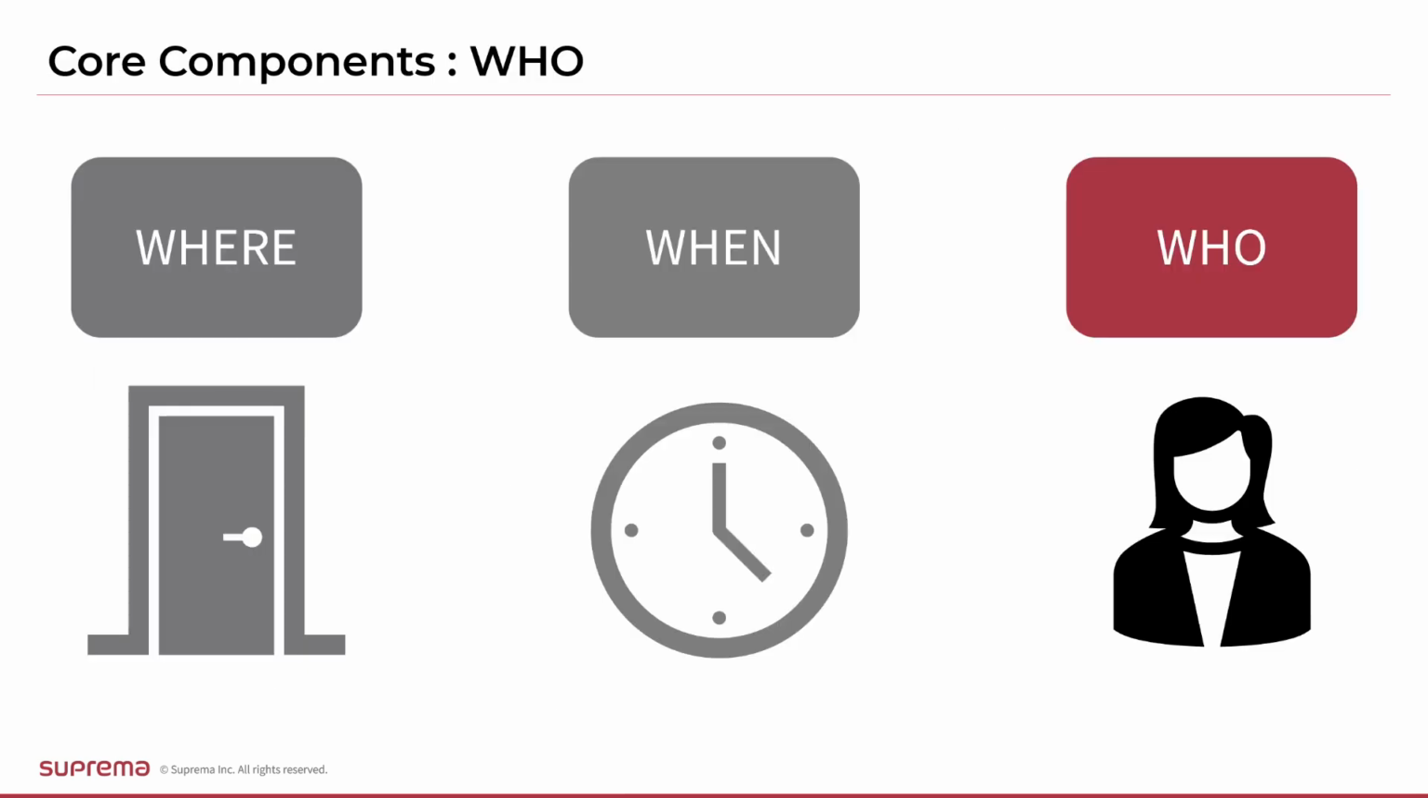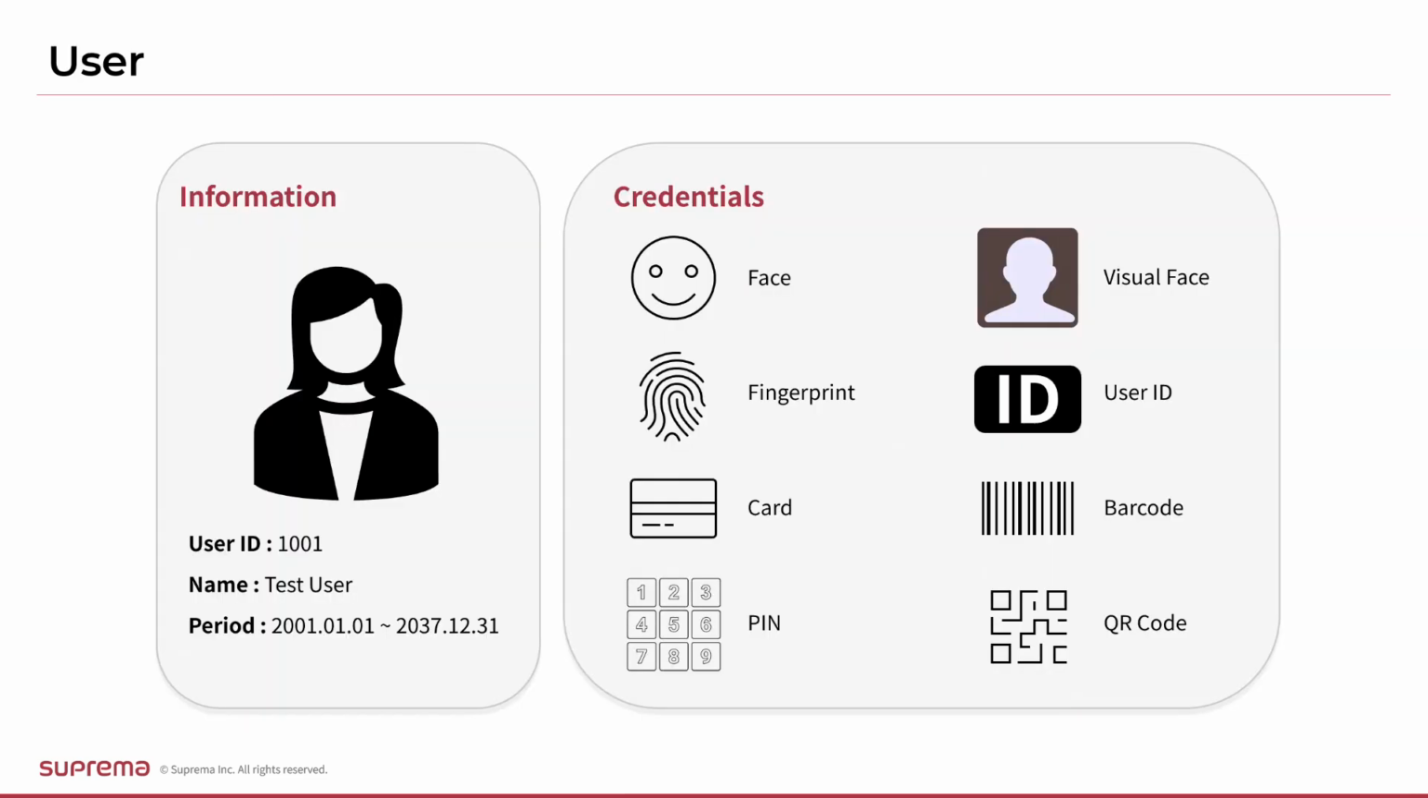Now let's look at who, the user. In terms of code flow, we typically create an access group first and then assign it when creating a user. But for the sake of explanation, I'll cover the user first. On the left, you can view the basic user information, including user ID, name, and the start and end date. On the right, we have credentials, which are the methods used to authenticate the user. A user ID is a unique identifier assigned to the user.